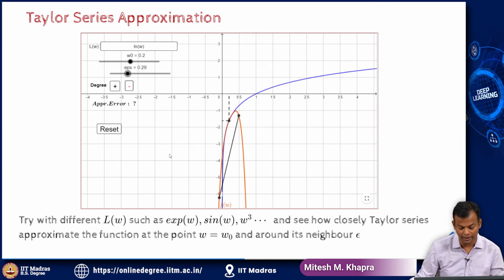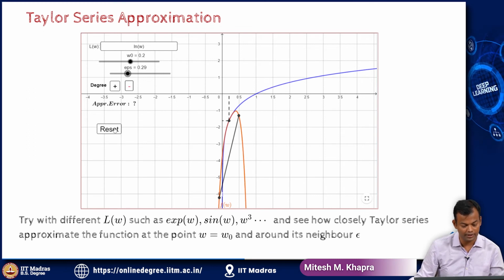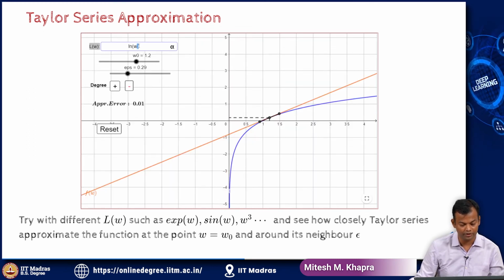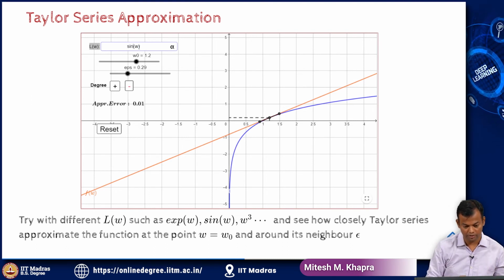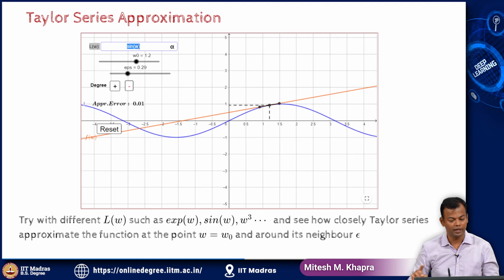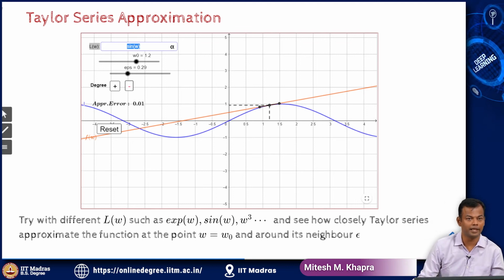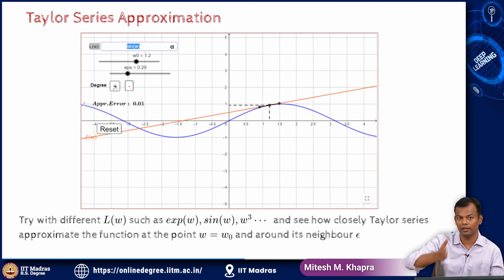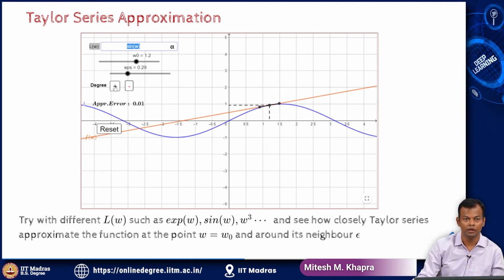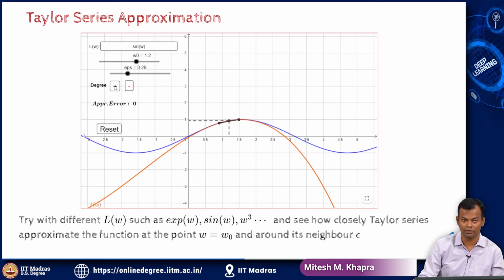Now that was one. Now let me just reset this, and I change the function. I want to make it the sine function, and now this is what my approximation looks like. Now I'm going to increase the degree. So this is a linear approximation right now, because I've just cut off the formula at the first order term. Now this is a quadratic approximation.